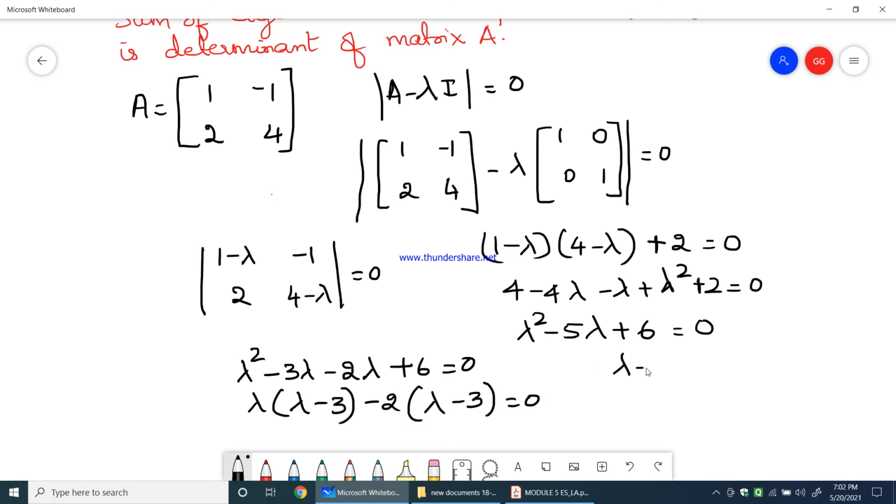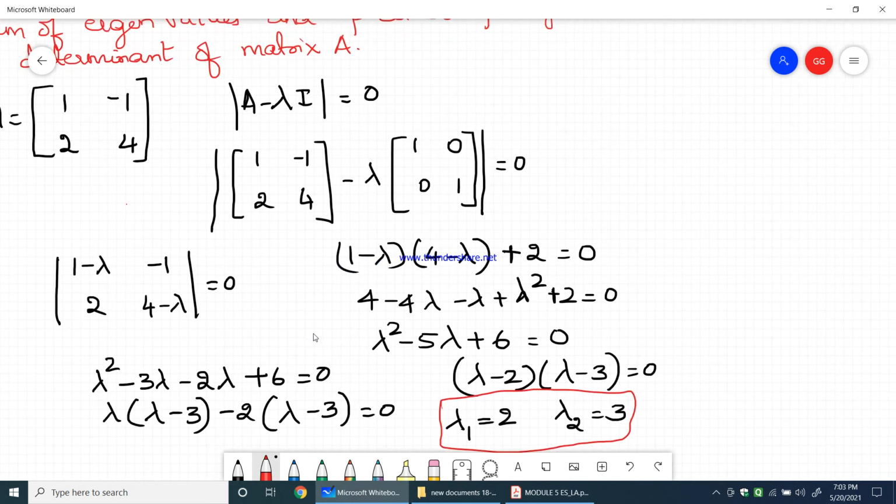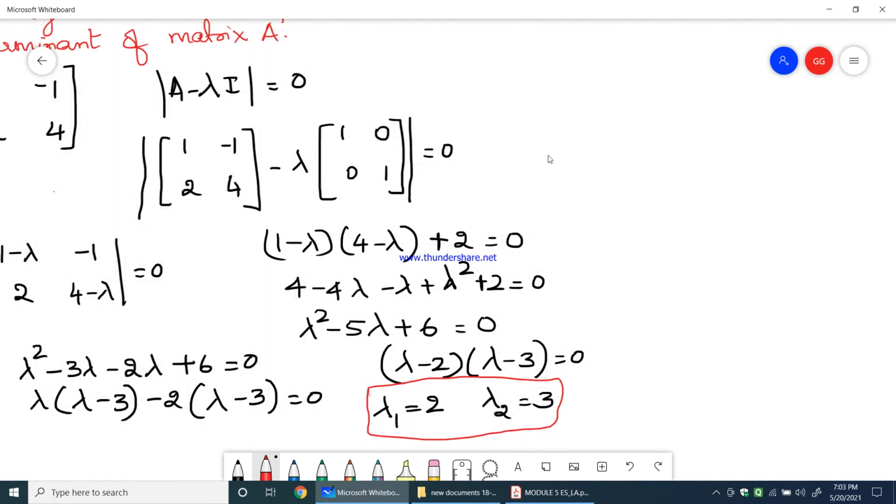So, I will say (lambda minus 2)(lambda minus 3) equals 0. Therefore, I will get 2 eigenvalues, which are lambda 1 equals 2 and lambda 2 equals 3. Now, I will try to find the eigenvectors for these. First, I will consider lambda 1 equal to 2.